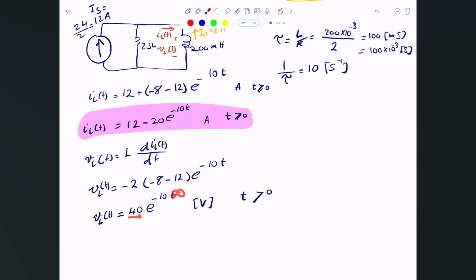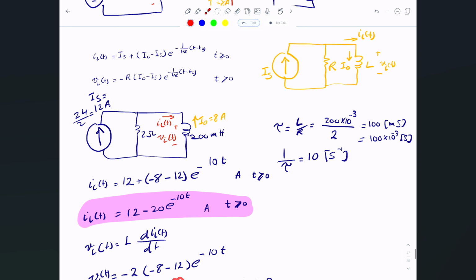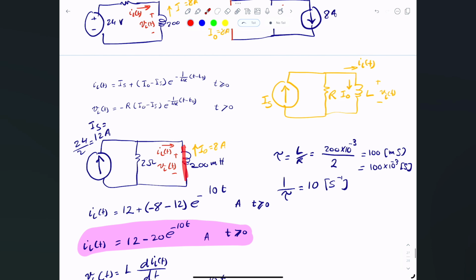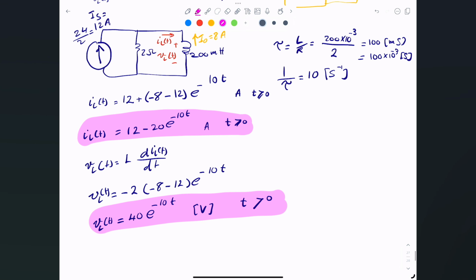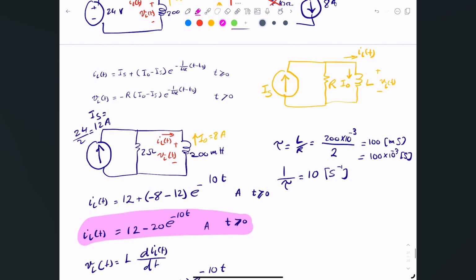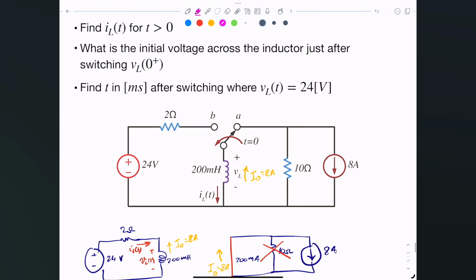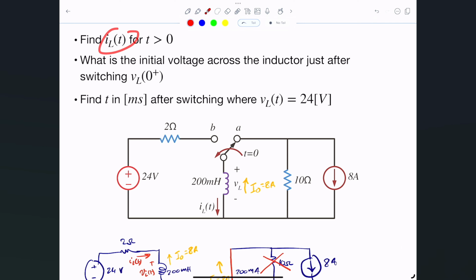And at infinity, we'll see that that voltage becomes 0 in here because this becomes a wire at time equals infinity. So we have those right, so let me just highlight it in here. All right, so what we have found is the current and the voltage across this inductor. We were being asked to compute the current in here, we did.